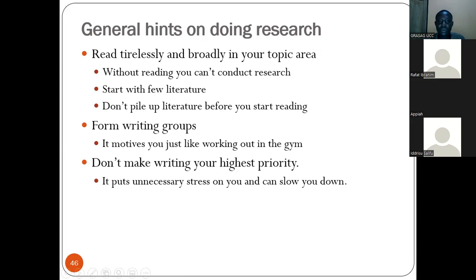Okay, don't leave writing your work to the last minute. Set a timeline. We have talked about this one, and follow it.